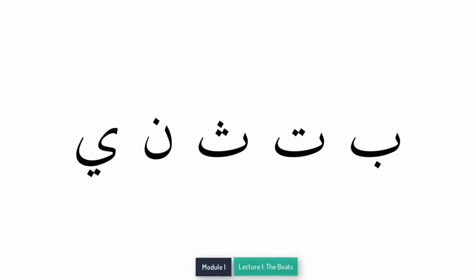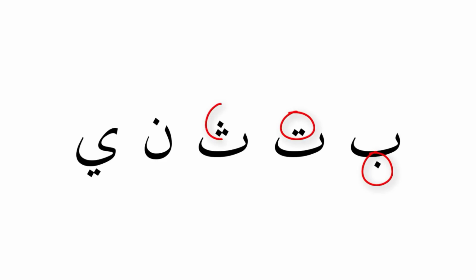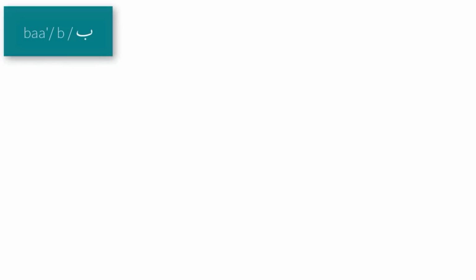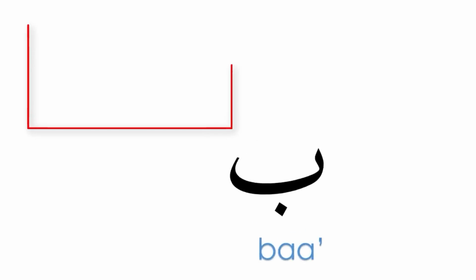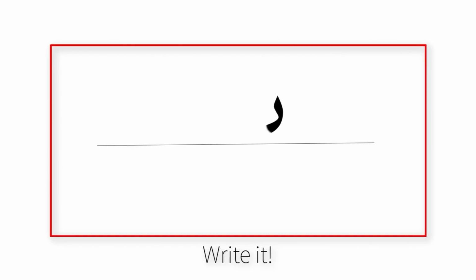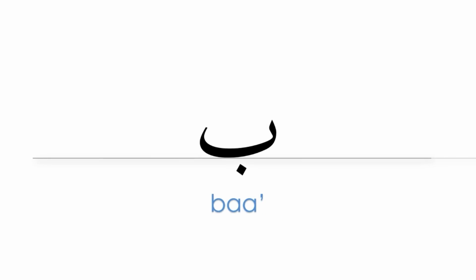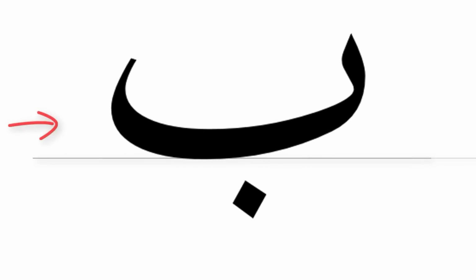This group has been named the boat letters simply because they all share the same general shape that resembles a boat, differing only in the number of dots that they have. The first letter that we have is called ba. As you can see, its shape is that of an elongated semicircle with a dot placed beneath it.